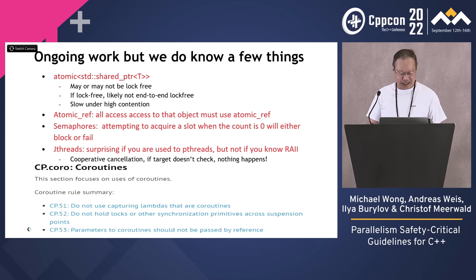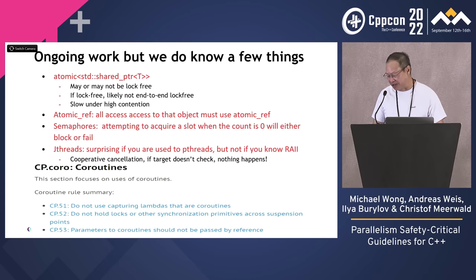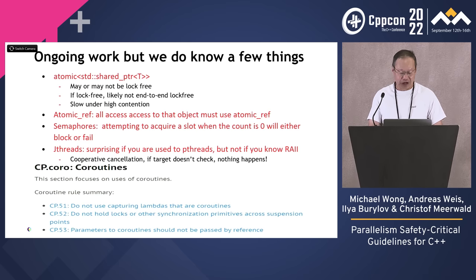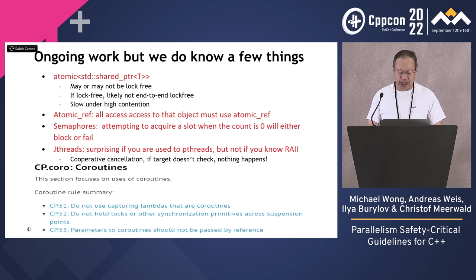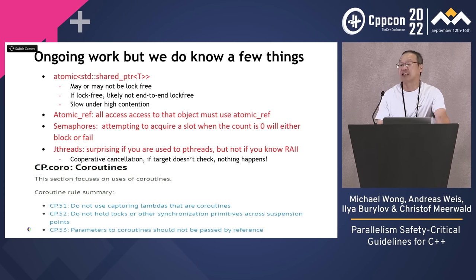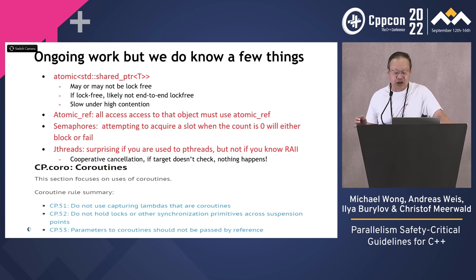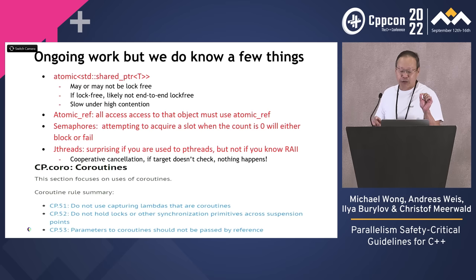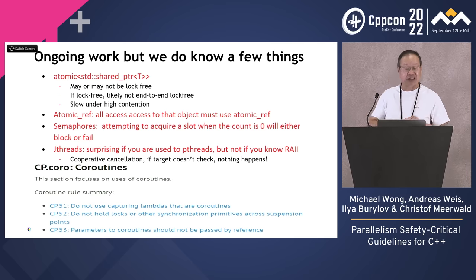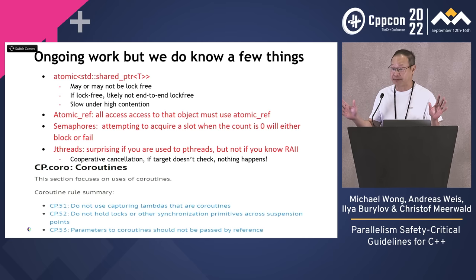Next thing. Don't hold locks or other synchronous primitives across suspension points. So why? This pattern creates a significant risk of deadlocks. Some types of awaits are going to allow the current thread to perform additional work until the asynchronous operation has been completed. So if the thread holding the lock performs work that requires the same lock, then it will deadlock because it is trying to acquire a lock that it's already holding.